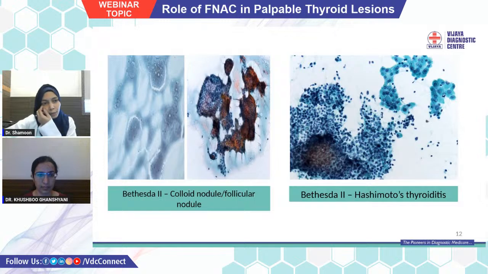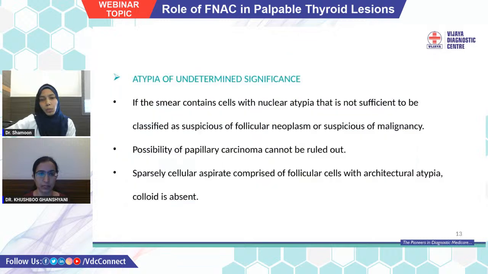The second image is showing follicular nodule. As the name itself is suggesting, it contains cells arranged in small groups or circles called follicles. And the third one, clusters of oncocytes and many lymphocytes in the background. Chronic lymphocytic or Hashimoto thyroiditis, which falls under category 2.